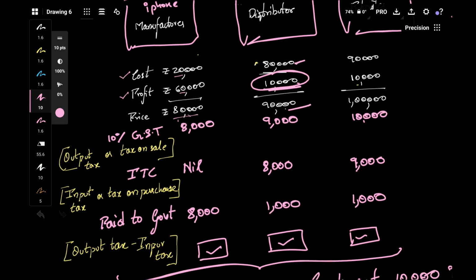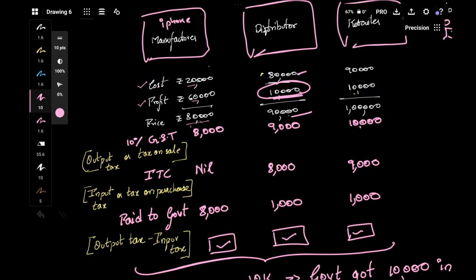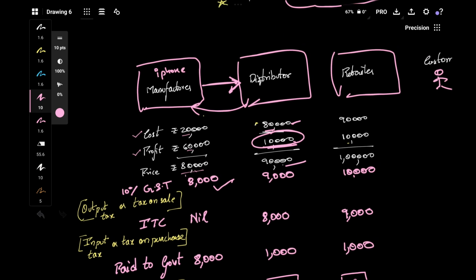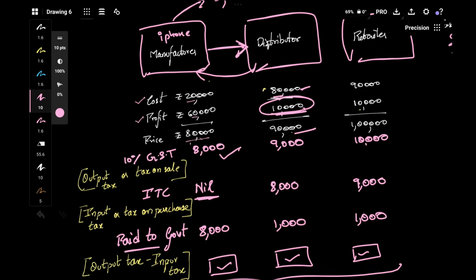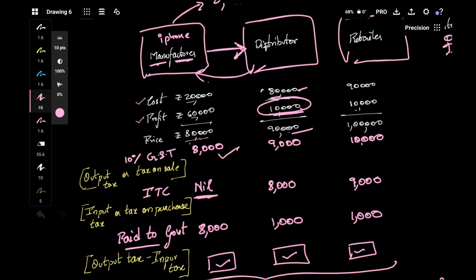Now, one second, before that we have to discuss the tax amount between the manufacturer and the distributor. When the manufacturer sold to the distributor, the distributor paid 80,000 and apart from that also 8,000. That tax the manufacturer would have paid to the government, that is 8,000 paid to the government. The government took that amount. Government is happy. Here we took ITC as nil.